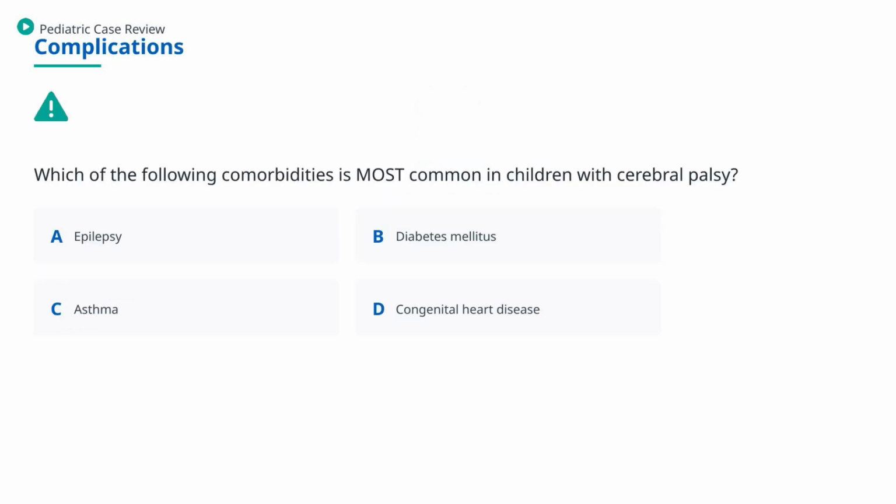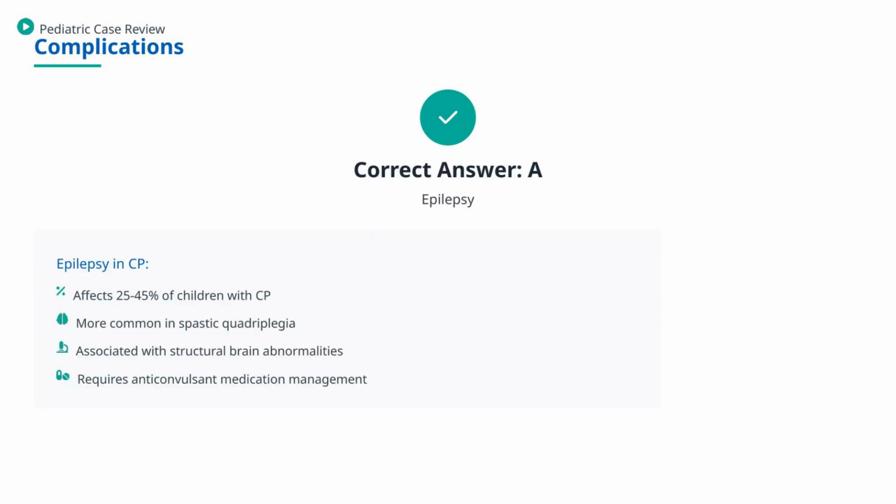Which of the following comorbidities is most common in children with cerebral palsy? A. Epilepsy. B. Diabetes mellitus. C. Asthma. D. Congenital heart disease. The correct answer is A.